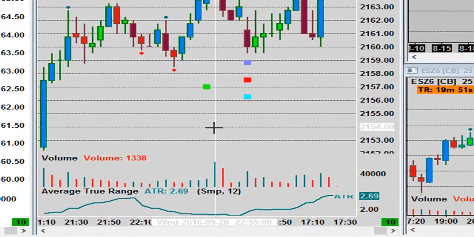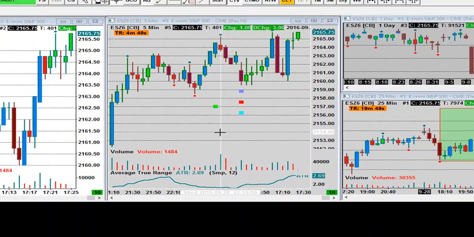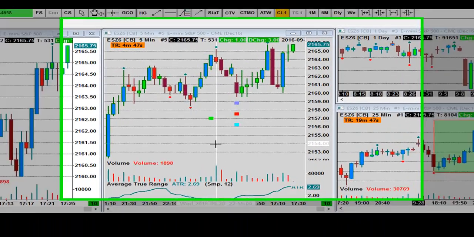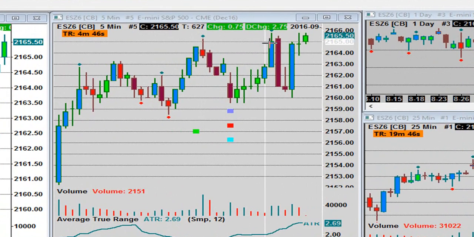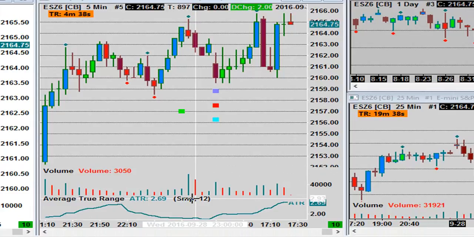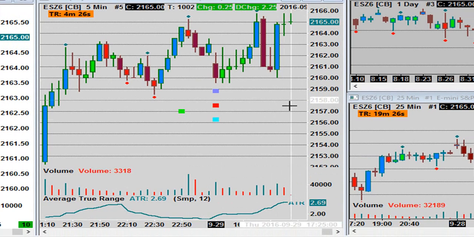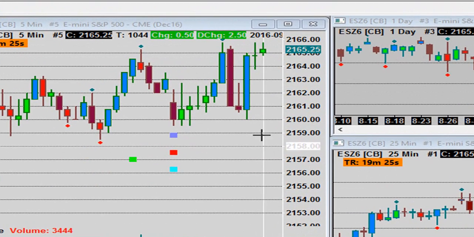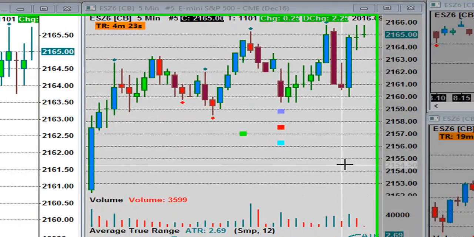A good trader must be patient, and now that price is at the top of the range. If it violates the top of the range, we'll change our opinion and we'll look for a long signal to trade long. For the moment we are waiting, we are doing nothing, and we'll see what this 5-minute bar will give us.